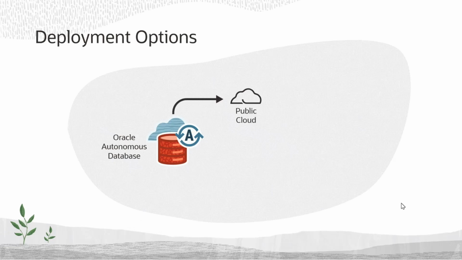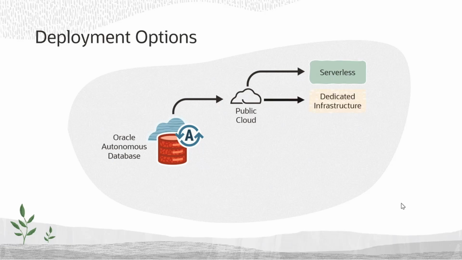The first type of deployment choice is in public cloud. Here you get two options to choose from. First is serverless, which provides easy and fast provisioning of your autonomous database and does not require you to manage any hardware or install any software.